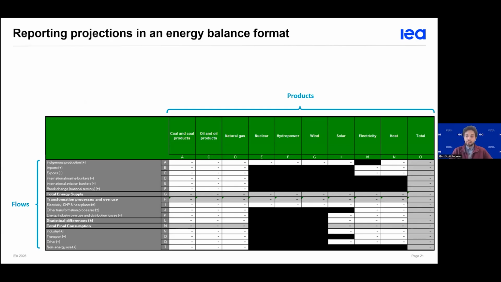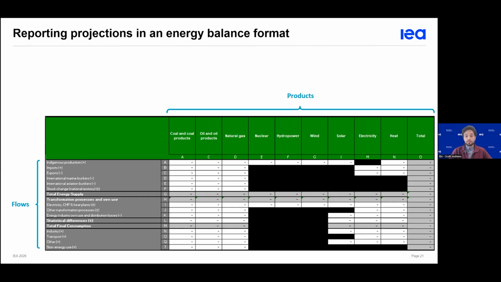So the first maybe thing to understand about an energy balance is that it's meant to give an economy-wide picture of how energy flows through a country under different products. And the energy balance takes the form of a matrix where the columns represent all the different energy sources called products, and rows represent all the different origins and uses, which are called flows.